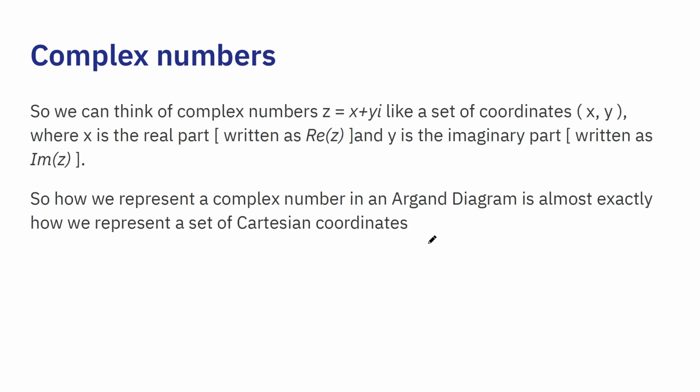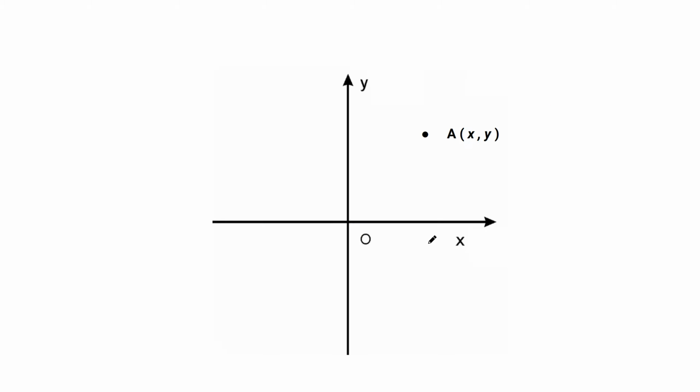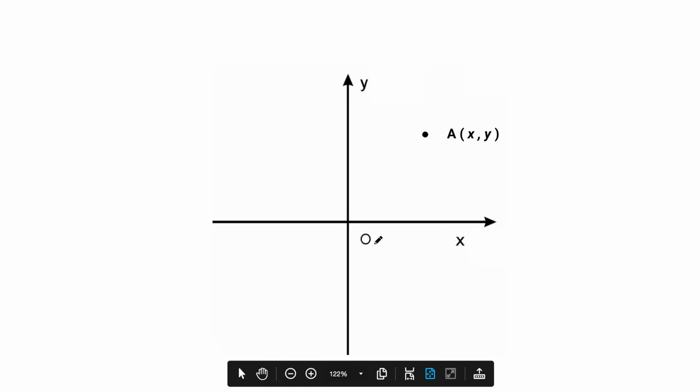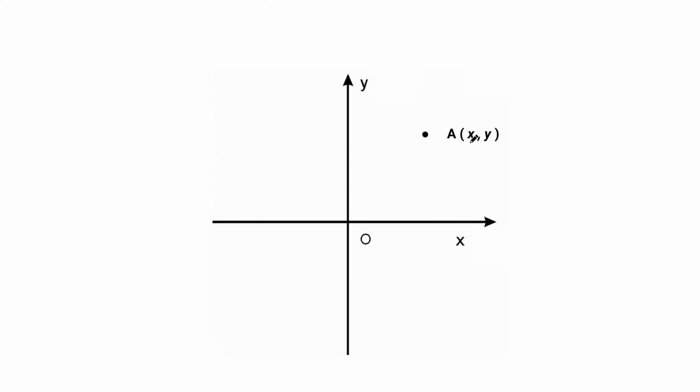Alright, so how we represent a complex number in what we call an Argand diagram is almost exactly how we represent a set of Cartesian coordinates. So this is our regular Cartesian coordinates, right? We have a y-axis, x-axis. This is our origin, and we can have a point A, and the x here will be the x-coordinate, and the y here will be the y-coordinate.